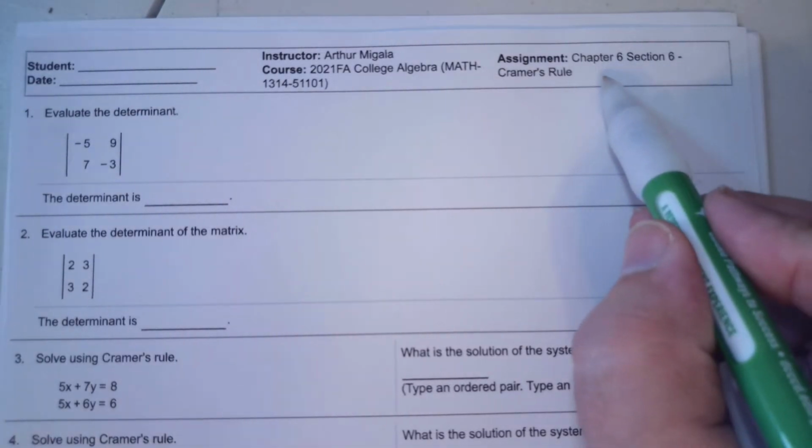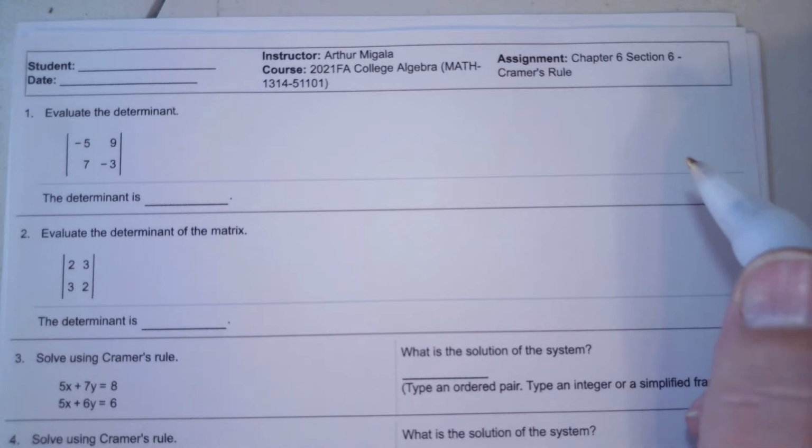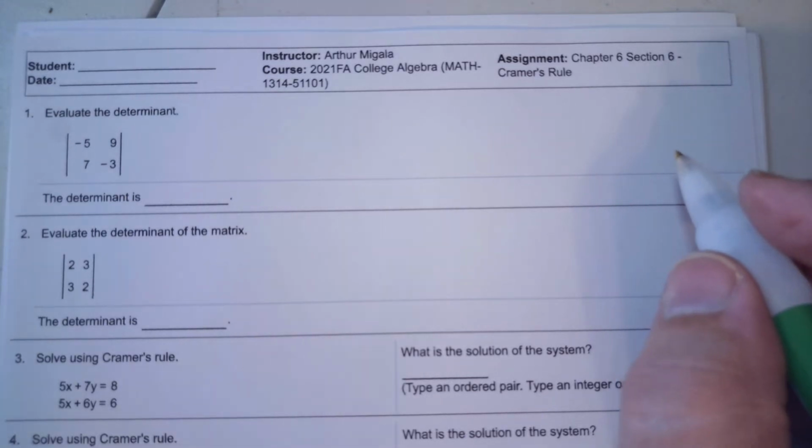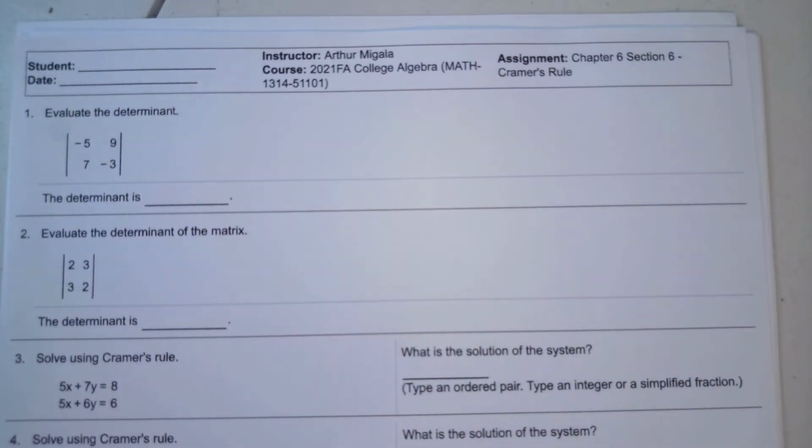Today we're going to talk about Chapter 6, Section 6, Determinants and Cramer's rule. This one here, we're using matrices to solve systems of equations.